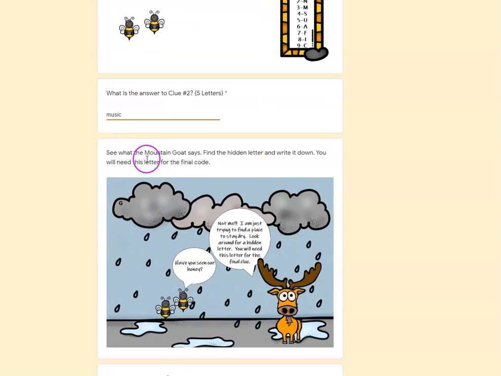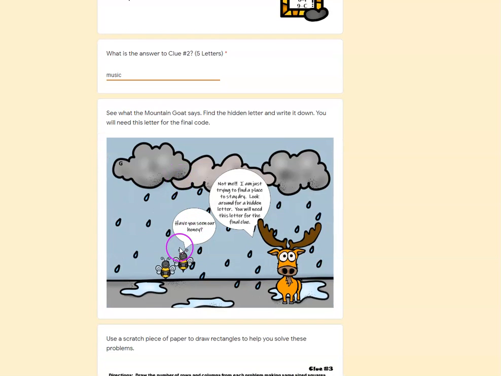Then it says, see what the mountain goat says. Find the hidden letter and write it down. You will need this letter for the final code. The bees are saying, have you seen our honey? And the mountain goat says, not me. I am just trying to find a place to stay dry. Look around for a hidden letter. You will need this letter for the final clue.